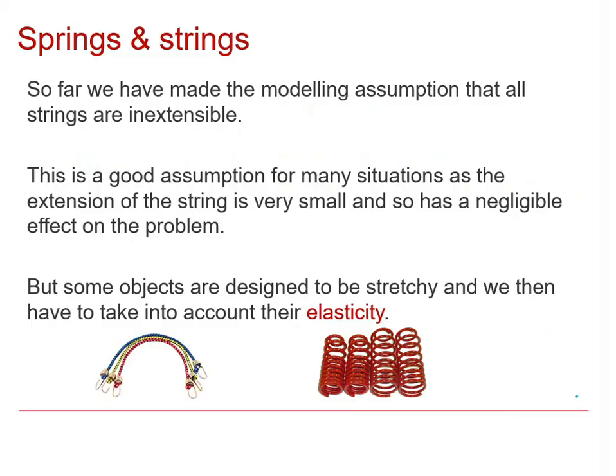So far we've made the modelling assumption that all strings are inextensible. That really amounts to saying that what extension there is, what stretching capability there is, is so slight that we can ignore it and gain the benefits of a much simpler model. But when we can't make that kind of decision to ignore something, we need a model which takes account of that kind of extensible behaviour. This leads us to talk about strings, for example bungees, and springs, as in the picture there. And it leads to the concept of elasticity.